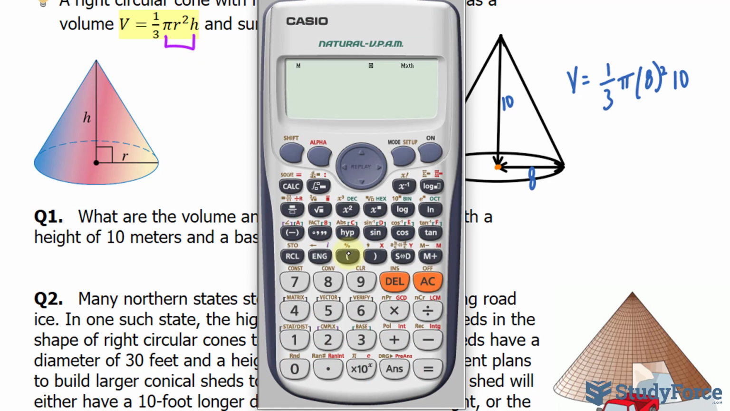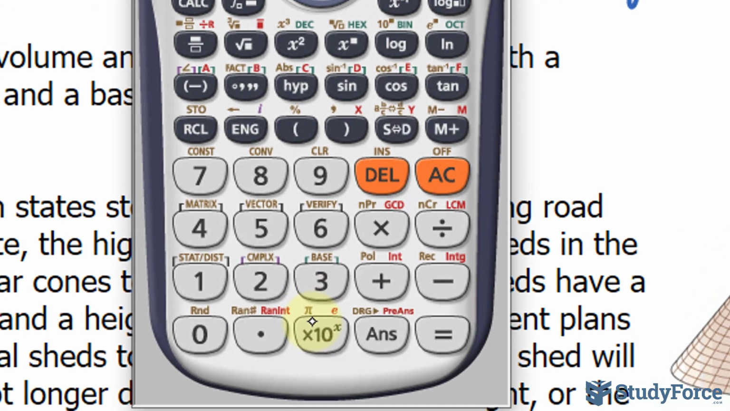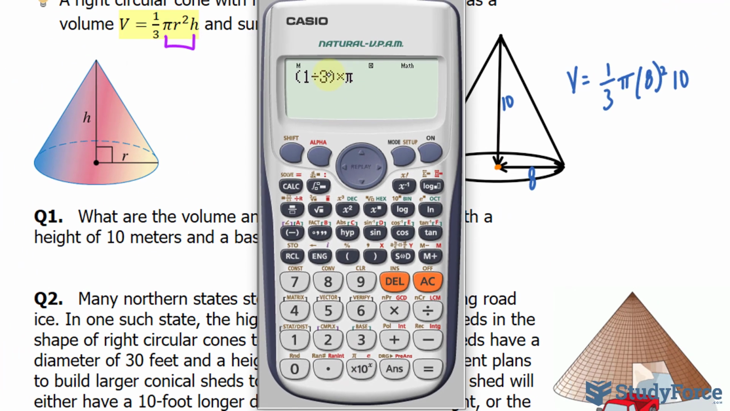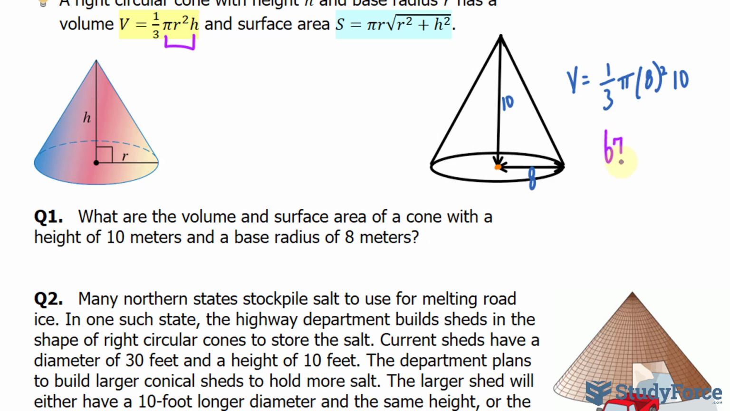So we'll use our calculator. We'll type in 1/3 by placing the third in parentheses, just like this. Then, rather than using 3.14, which is an approximation, most scientific calculators actually have a button dedicated for pi. It's now on the screen, times 8 to the power of 2 times 10. So the volume of this particular cone is approximately 670 meters cubed.